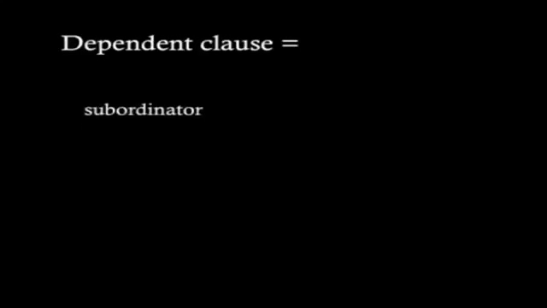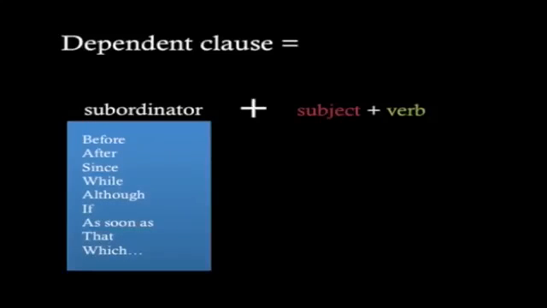Unlike independent clauses, dependent clauses begin with certain markers called subordinators. A few examples are before, after, since, while, although, if, as soon as, and that. I'll tell you more about them in a minute.